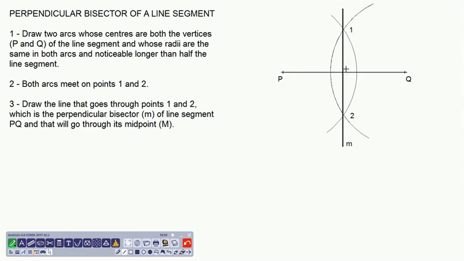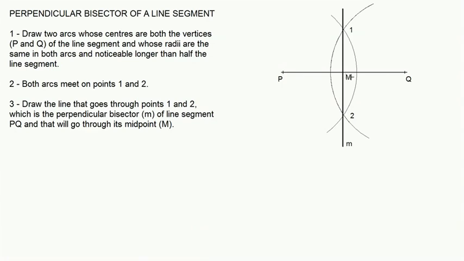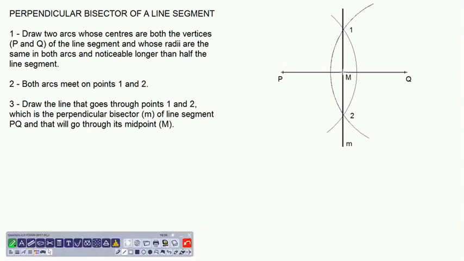Okay, and notice another thing, that once we have found the perpendicular bisector of a line segment, it will be the straight line that is perpendicular to the line segment and that goes through its midpoint M. This is the midpoint of line segment PQ.